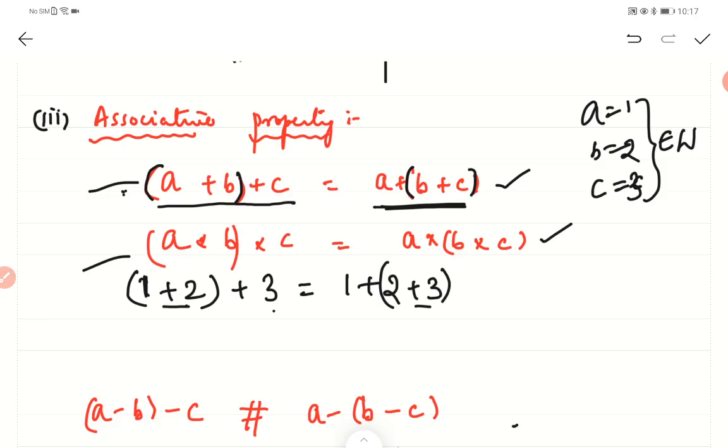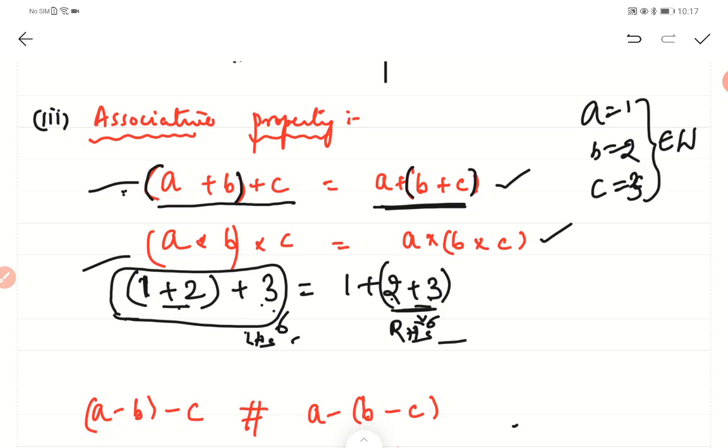Look at this side, the left hand side, and simplify this. So 1 plus 2 is 3, 3 plus 3 is how much? 6. So we have got 6 on the left hand side. On the right hand side, you will simplify the numbers which are in the bracket. So 2 plus 3 is 5, 5 plus 1, again here it is 6. So on the right hand side you have got the same number as on the left hand side.